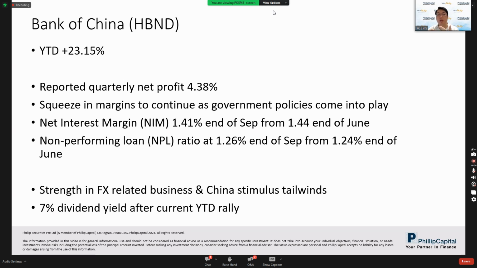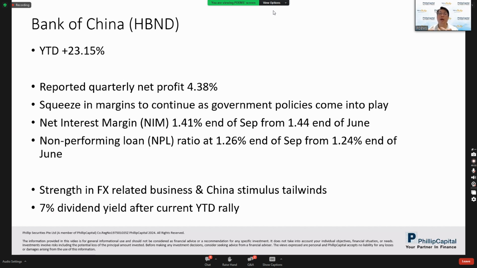So they are finding a squeeze in their margins, like I mentioned. In terms of government policy that comes into play, on the monetary side, they cut different interest rates, the reserve requirement ratio, everything. Even though we release a lot of funds to the banks to lend out, it also squeezes how much the bank can earn for the net interest margin. So it has dropped to 1.41% as of end of September, from 1.44% at end of June.